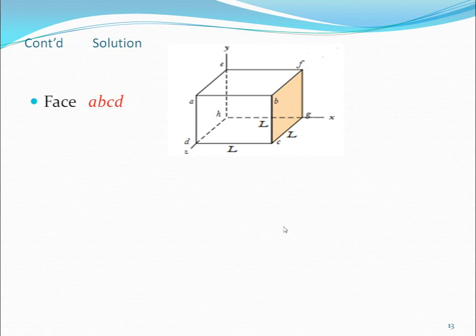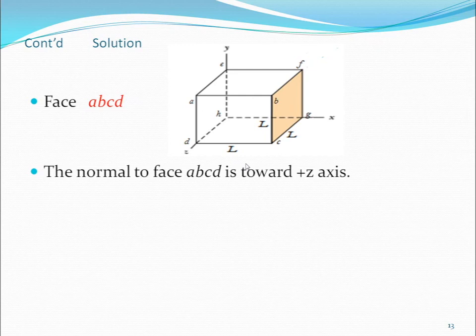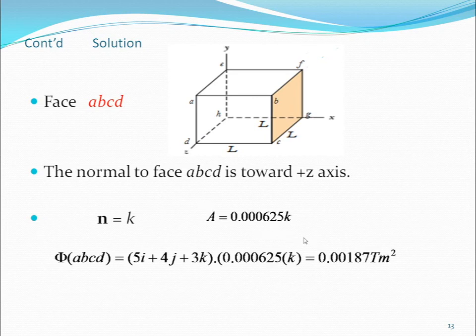And ABCD is the front face. The normal to the front face is toward us, in the z direction, so n is k. Area is given by this expression. The dot product will give us this number.